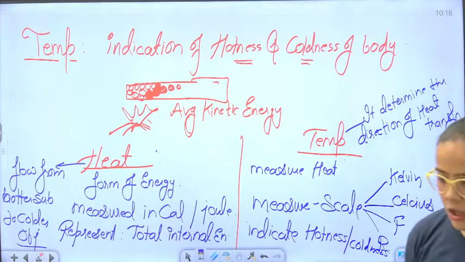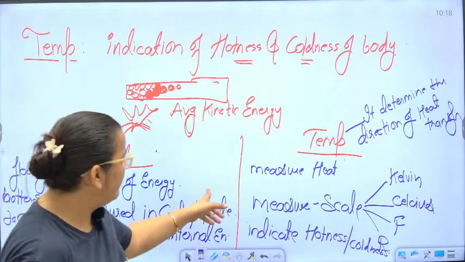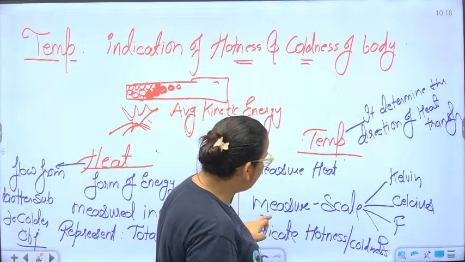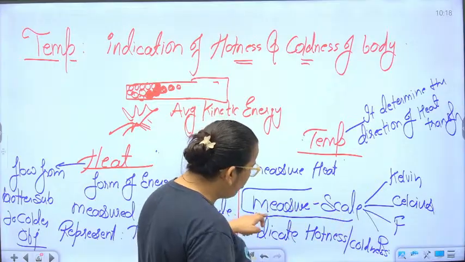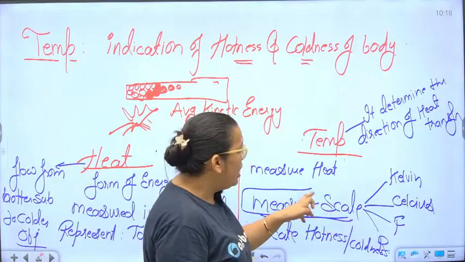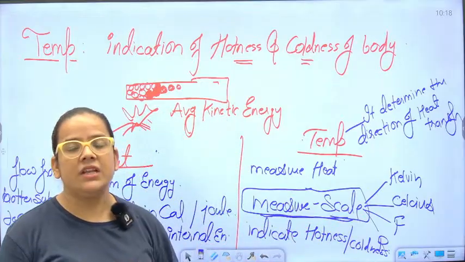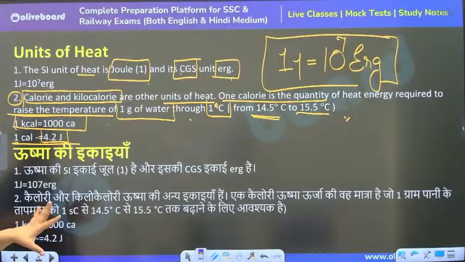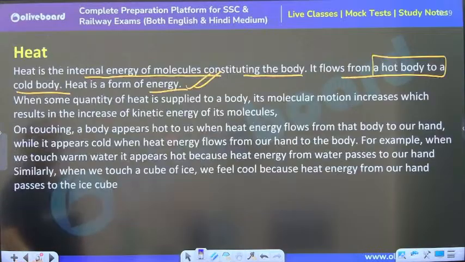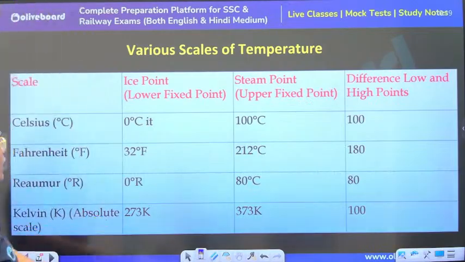So here we can say there are different temperature scales. Temperature is basically the indication of hotness and coldness, and to determine this temperature we need some scales, whether it is Kelvin, Celsius, Fahrenheit or others. See, first of all, the basic part is the scale.